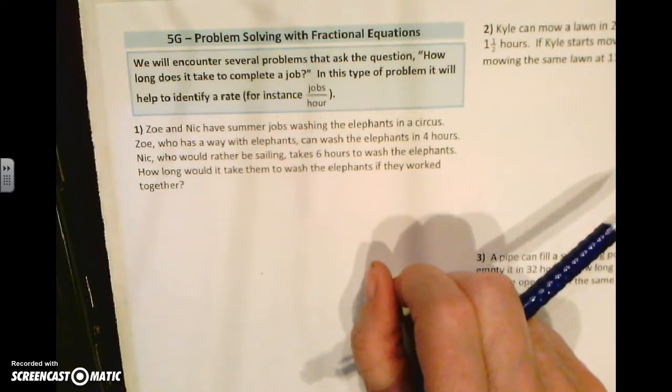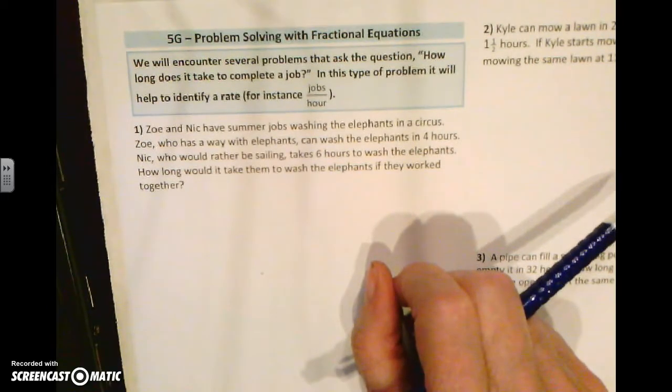So say you work together to paint a fence. How long do you think it's going to take to complete it? Well, it kind of makes sense if you both do it in 10 hours that it's going to take you half as much time, which would be 5 hours to complete the job.